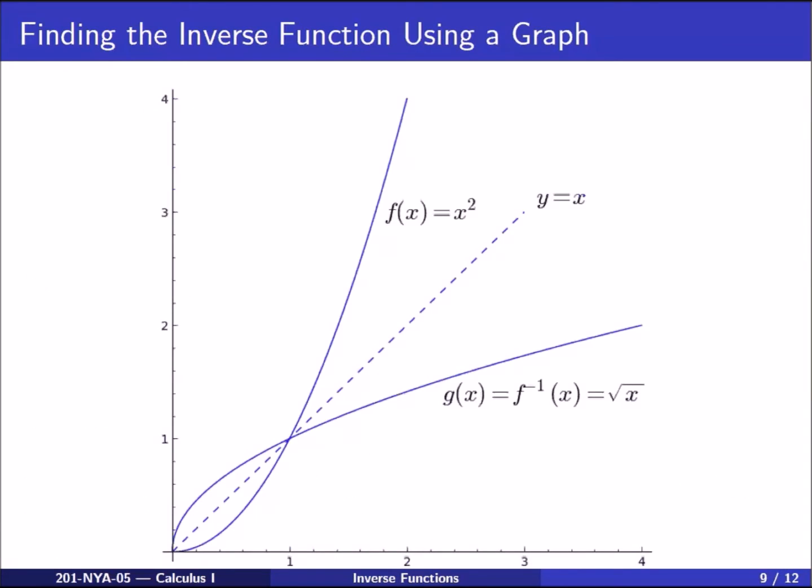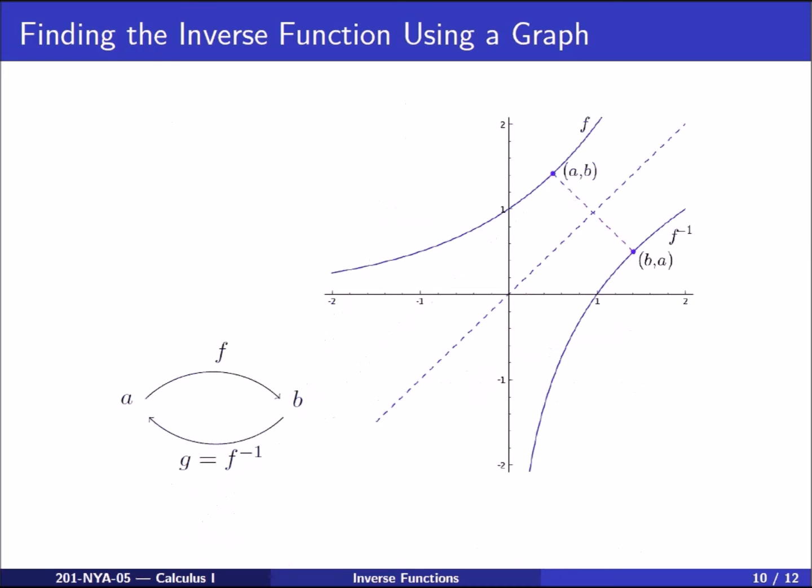Now, if we look at the graph of f and g, you can see that the graph of g, or the graph of the inverse of f, is a reflection of the graph of f across the line y equals x. Now, that is not a coincidence, and let's see why. Remember that, once again, because f and g are inverse functions of each other, a gets sent to b through the function f, but then b gets sent to a through the function g.